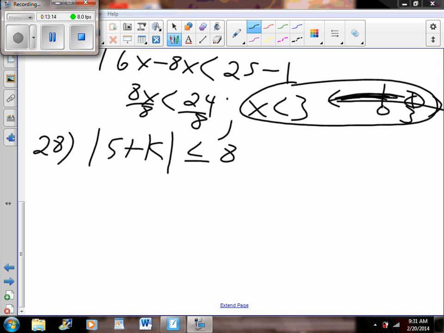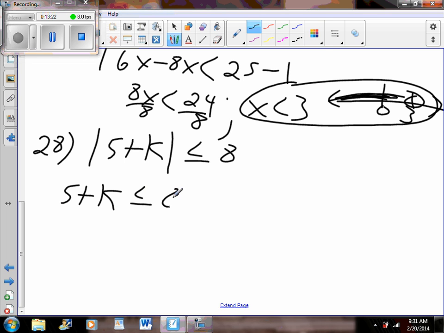5 plus k, just like in the other absolute value problems, we have to generate two equations. 5 plus k is going to be less than or equal to 8. We know that's going to be one of our equations. Okay, to generate the other one, 5 plus k, turn the inequality symbol around, tag a negative out in front of the 8 since it doesn't have one. If it had one, we'd give it a positive, okay?